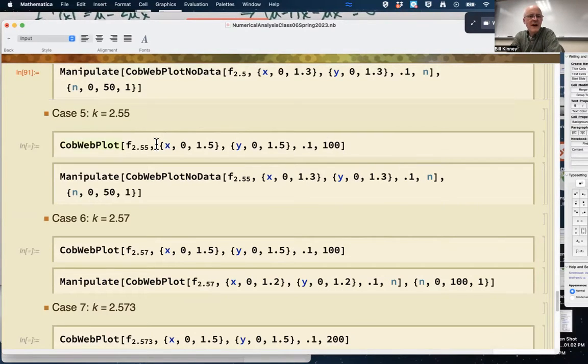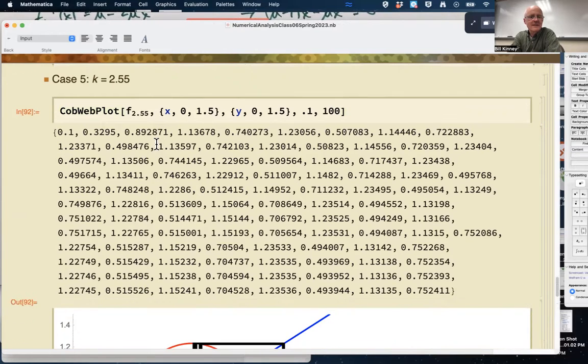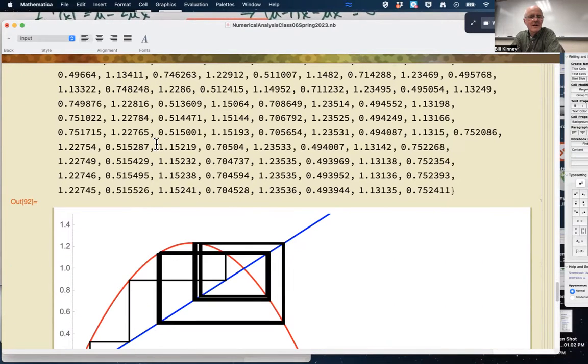K is 2.55. Now what's happening? We're approaching an 8 cycle. 0.494, 1.13, 0.752, 1.227, 0.5155, 1.5, 0.705, 1.235, back to 0.494.